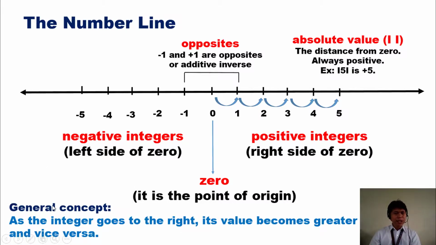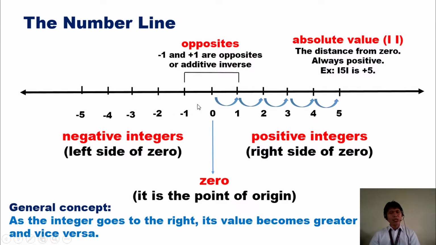It means from 0 going to the right side of the number line to positive infinity, as the integer goes to the right, its value becomes greater. Okay? Means 1 is greater than 0, 2 is greater than 1, 5 is greater than 4, or 1000 is greater than 0. Of course, we know that already.